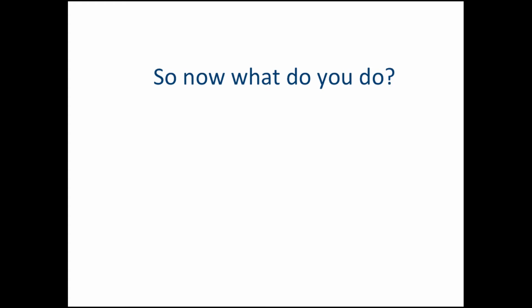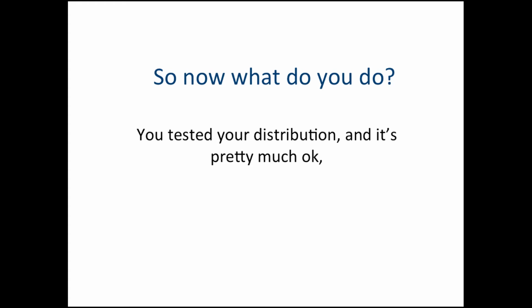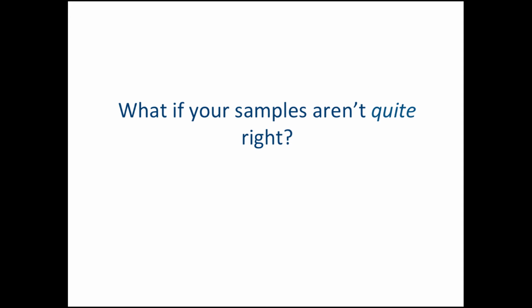Okay, so now what do we do? You tested your distribution, you used one of these recent algorithms, and it looks good. It's pretty much okay. So you know that it's close to having whatever property you wanted, but that's all you know. It's only close, right? So maybe your samples aren't quite right for some reason. What are you going to do now? You want to use these samples for whatever it is you need to do next.